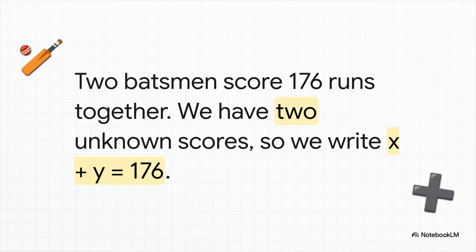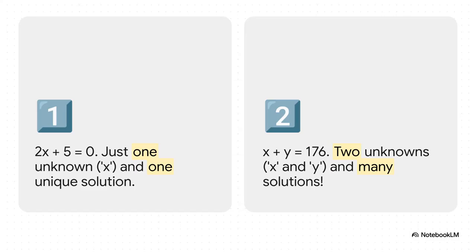Okay, now for something more exciting. Imagine an India versus Sri Lanka cricket match. Two batsmen are playing, and together they score 176 runs. Now, we don't know the first batsman's score, so let's call it x. And we also don't know the second batsman's score, so let's call that y. All we know for sure is that x plus y equals 176. And just like that, poof, we have a linear equation in two variables. So let's just put it side by side to make it super clear. With 2x plus 5 equals 0, we've got just one unknown, x, and it gives us one unique solution. But with our cricket problem, x plus y equals 176, we have two unknowns, x and y. This, my students, is the big jump we're making today, from one variable to two.